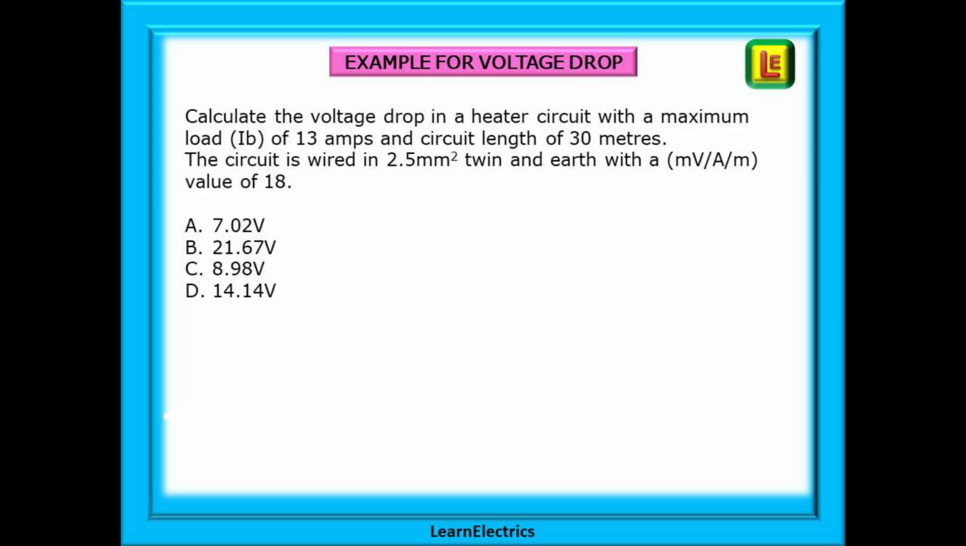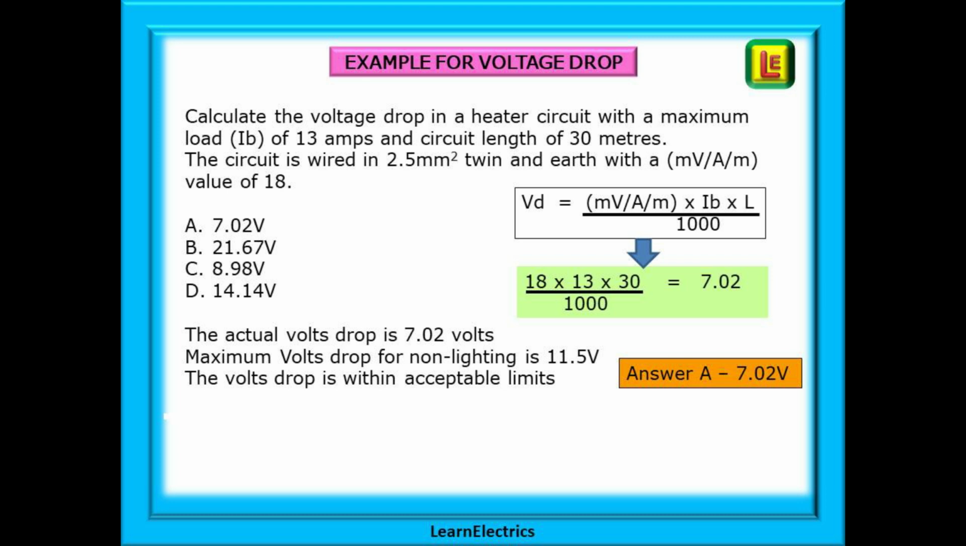Begin by calculating the voltage drop in a heater circuit with a maximum load, or IB, of 13 amps and a circuit length of 30 meters. The circuit is wired in 2.5 mm twin and earth with an MVAM value of 18. Here is the formula shown again. Simply insert the numbers into the formula as shown.